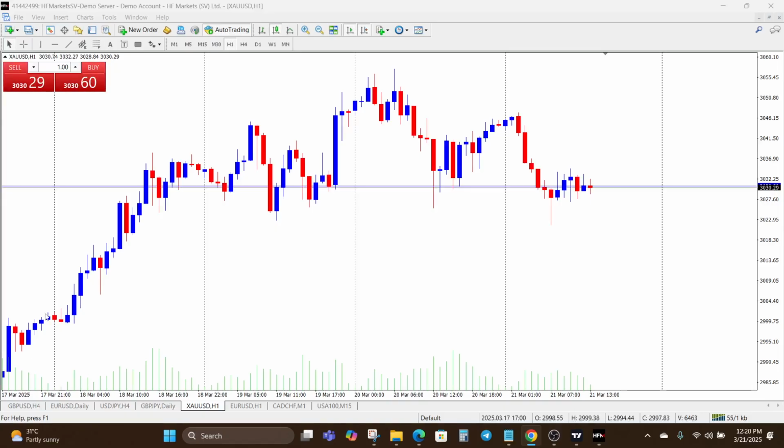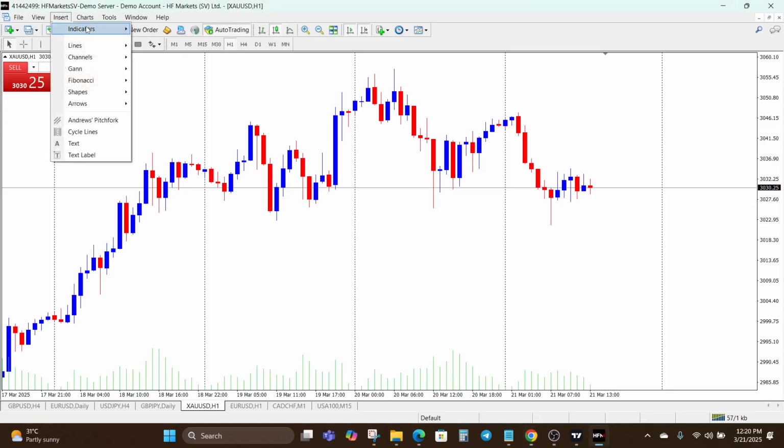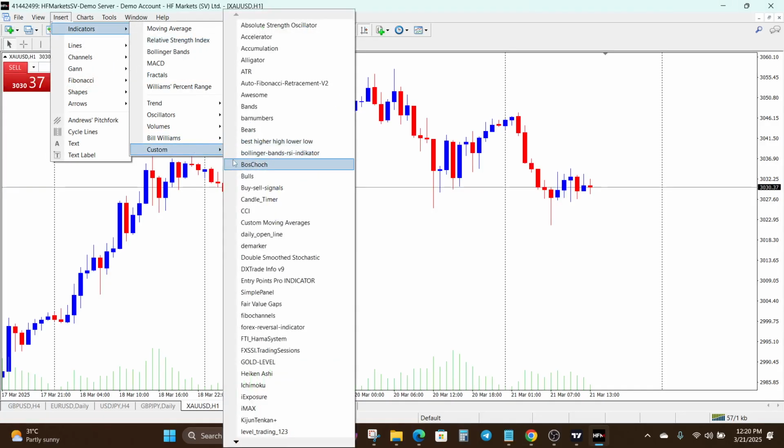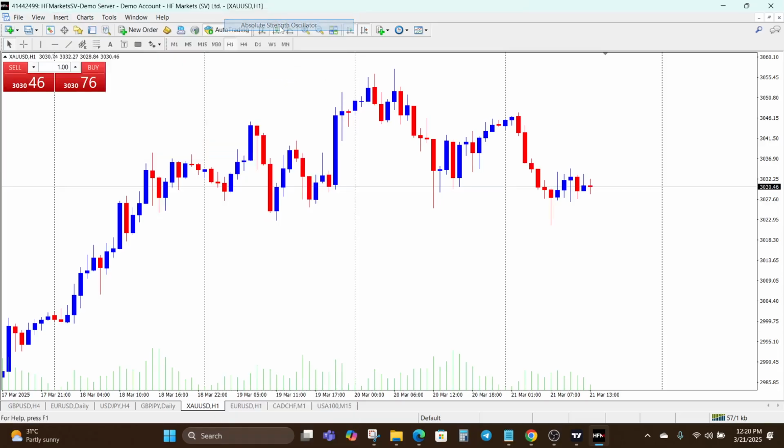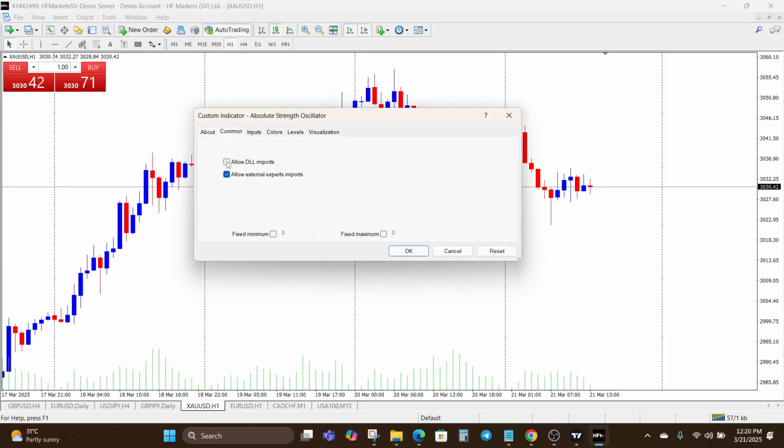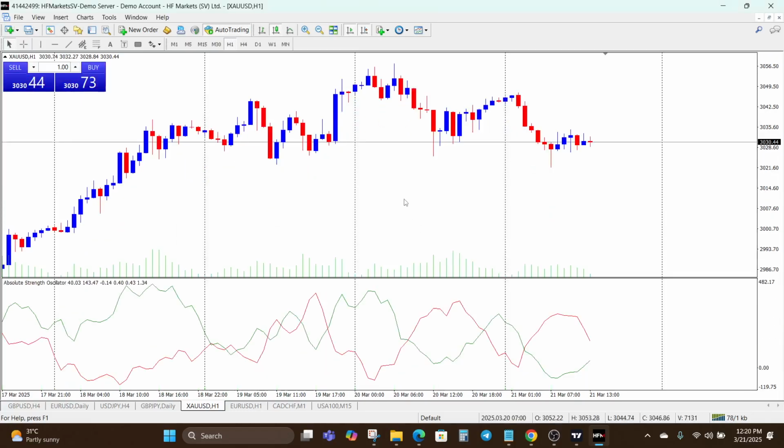Well, it's a custom indicator and I have talked about how to install custom indicators on MT4. So if you are not sure how to do that, you can check out that video on how to install custom indicators on MT4 so that you will know exactly the step-by-step process. Now I already downloaded the indicator, so what I'm just going to do right now is to add it to the chart. This is the Absolute Strength Oscillator, as you can see right here.